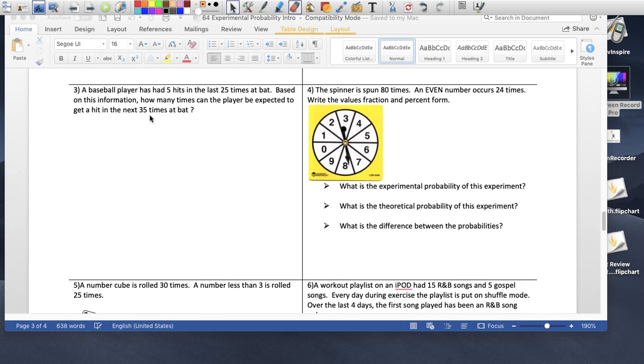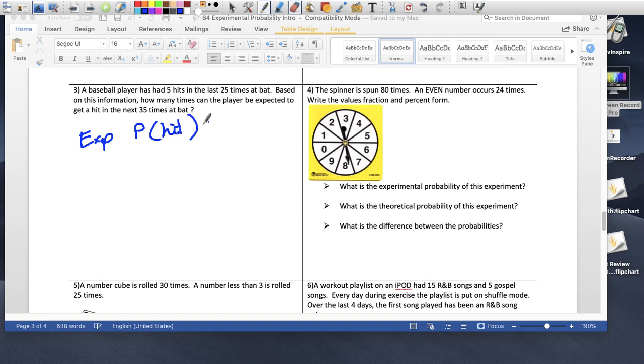A baseball player has hit 5 hits in the last 25 at bats. So he goes to try to hit the ball, and he hit the ball 5 times out of 25. Based on this information, how many times can the player be expected to get a hit on his next 35 at bats? So experimental probability, right? Here's an experiment.